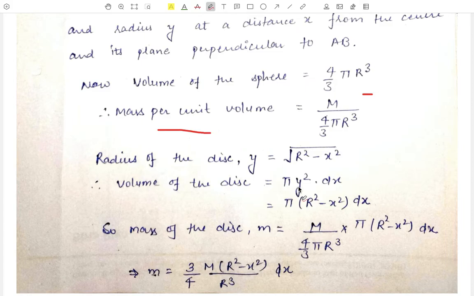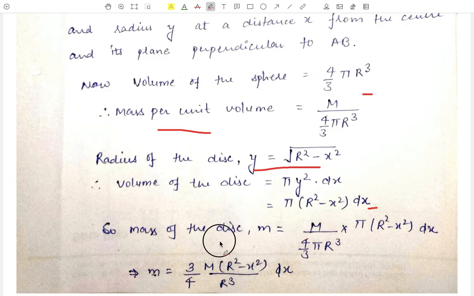Yes, r is the radius, here y is the radius, therefore its volume will be pi y square into its thickness, that is dx. Now the value of y square from this equation, we can get y square is equal to r square minus x square. Using this value in this equation, we get the volume of the disk is equal to pi into r square minus x square into dx.